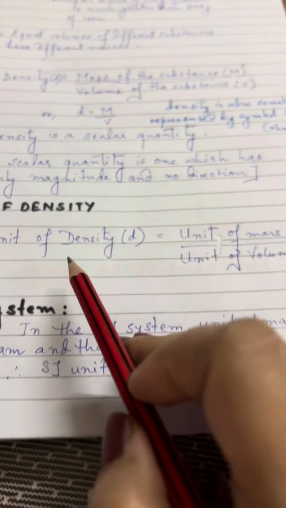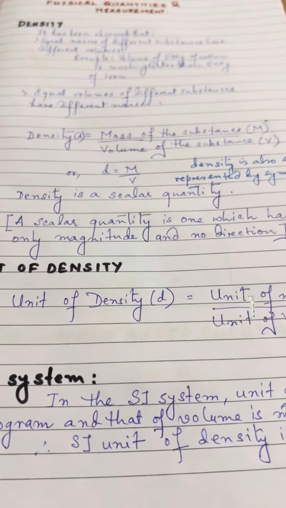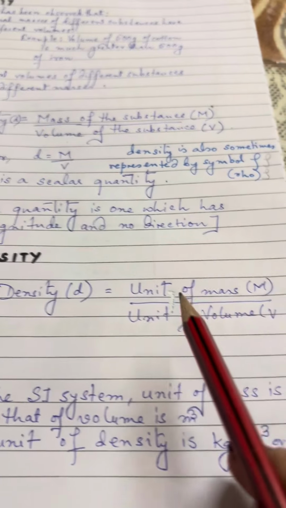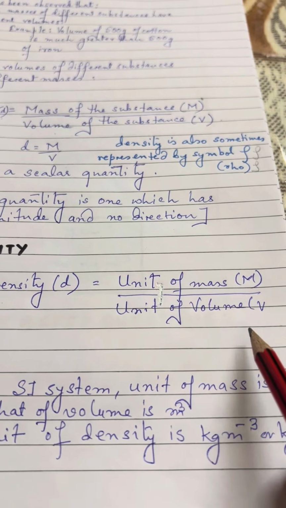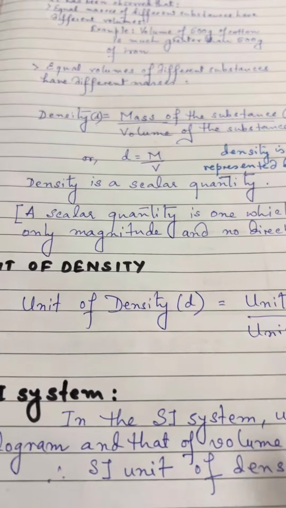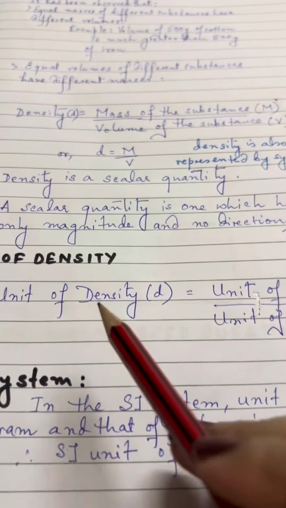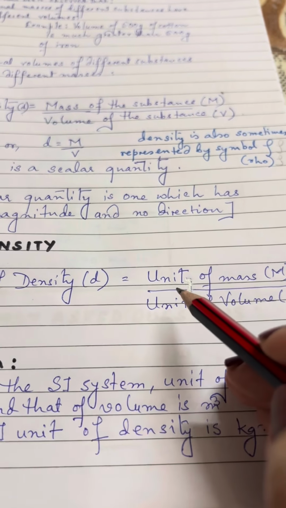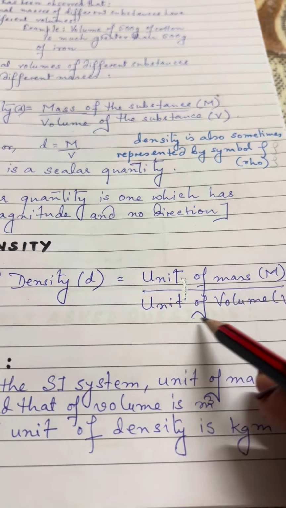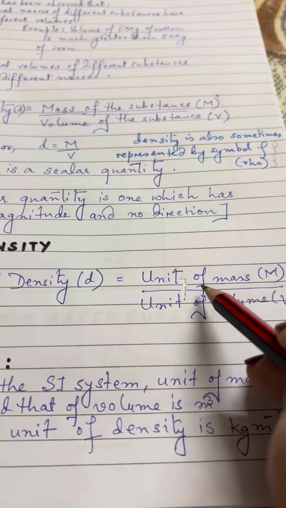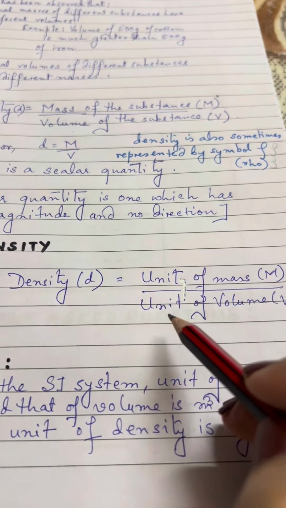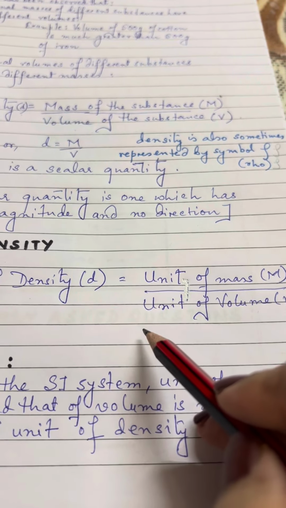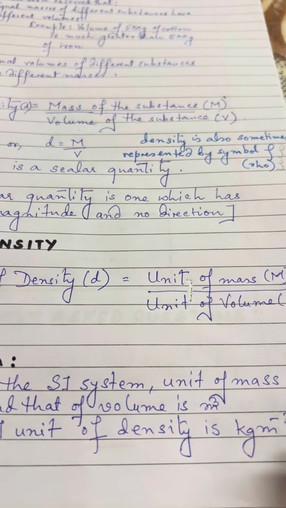Now, we shall come to the unit of density. The unit of density is nothing but the unit of mass divided by the unit of volume. Now, in the SI system, the SI unit of density will be nothing but the SI unit of mass divided by the SI unit of volume. SI unit of mass is kilogram and the SI unit of volume is meter cube. Therefore, the SI unit of density is kilogram per meter cube.